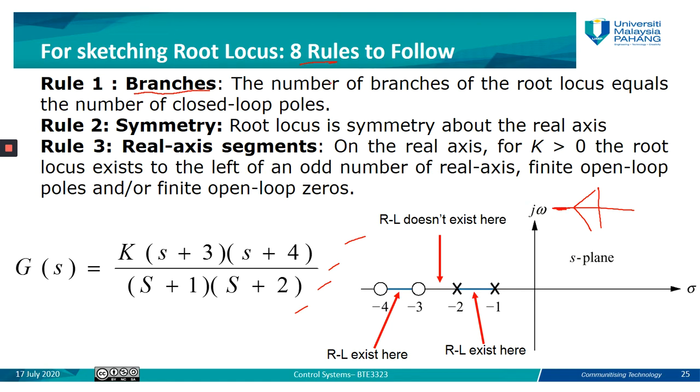Okay, so the number of branches of the root locus, that means the number of parts of your sketch, depends on the number of closed loop poles. So you see, if you have 2 poles, you have 2 branches. If you have 3 poles, you have 3 branches and so on. So the number of root locus segments equals the number of the finite poles.